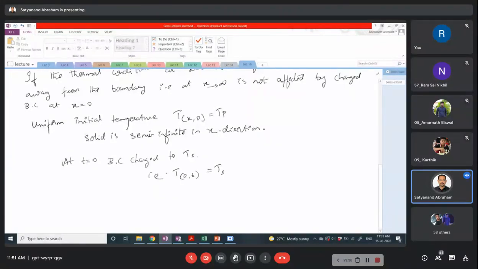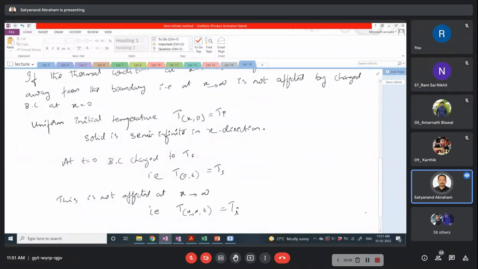At x equal to 0, at any time t, T is equal to Ts. But this is not affected at x tends to infinity. So what we can actually say is T at x tends to infinity at any time t is still T initial only, because x tending to infinity is not affected by the boundary condition.